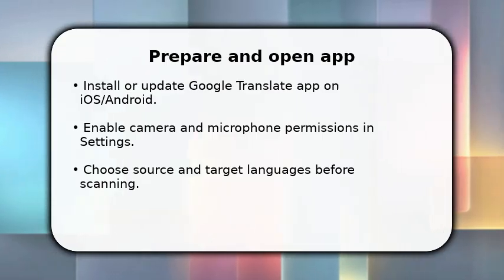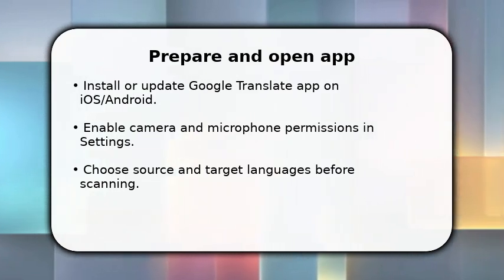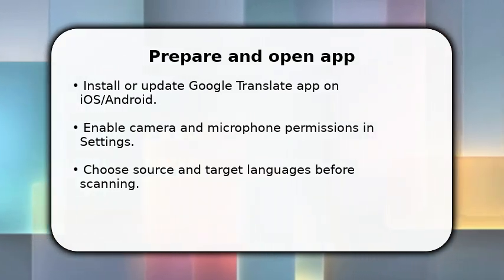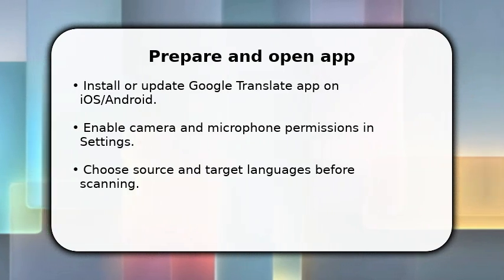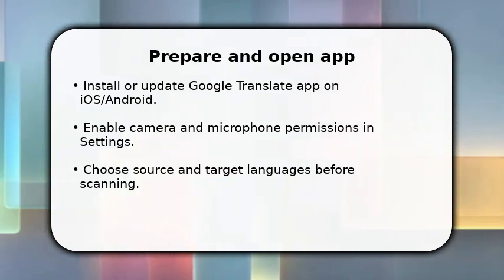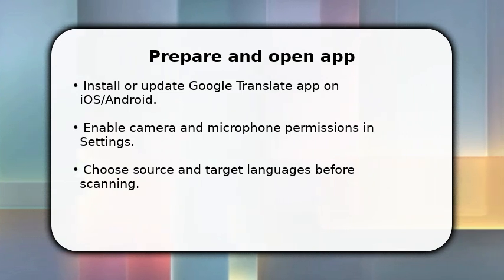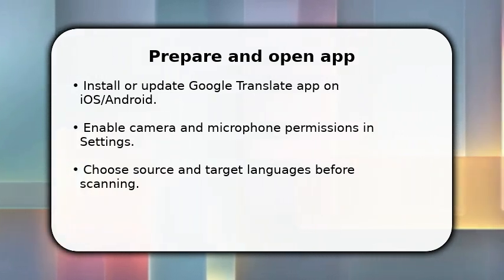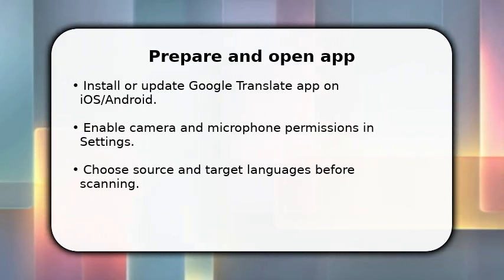You start by opening Google Translate and selecting the languages you need. This reduces errors in detection. Make sure the app has camera permission so you can use the camera translate feature immediately. Once done, tap the camera icon at the bottom. You can choose instant or scan mode.